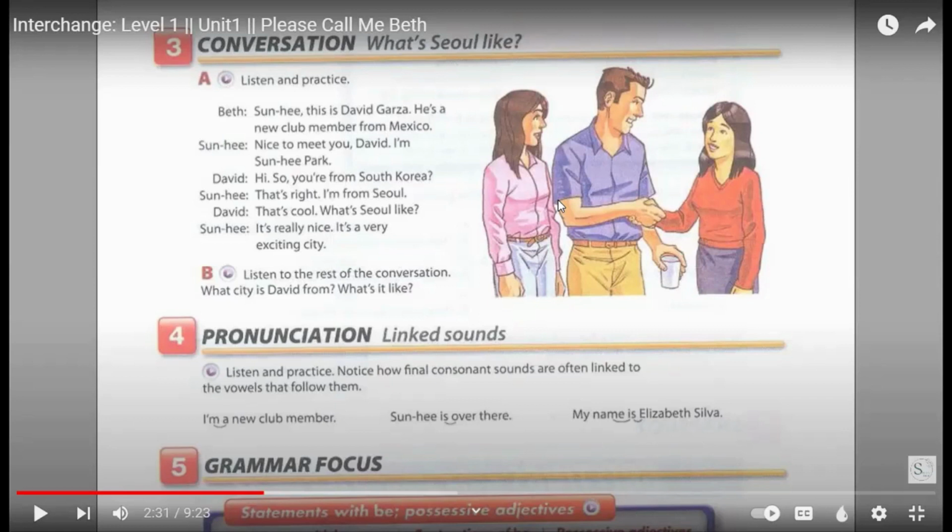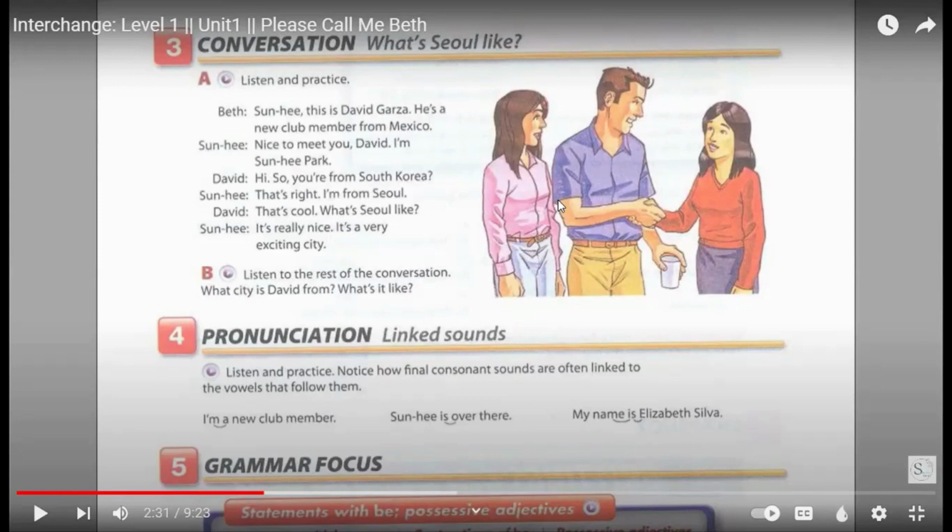I'm Sunhee Park. He says, hi, so you're from South Korea. Now, why is he asking this? Because he already learned that information from Beth, right? And she says, that's right. I'm from Seoul. So she's taking the name of the city. Seoul is in South Korea. It's the name of the place, okay? It's the name of the capital of South Korea. And he says that's cool.